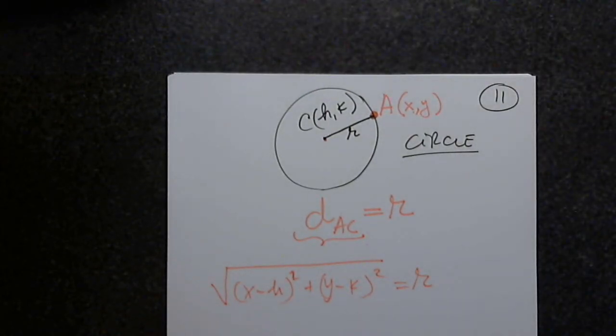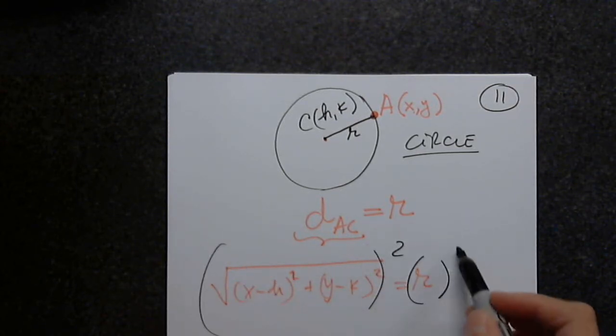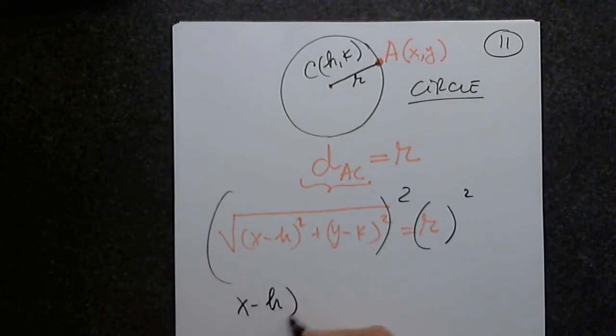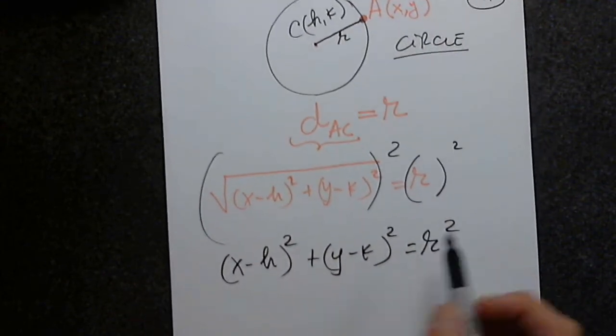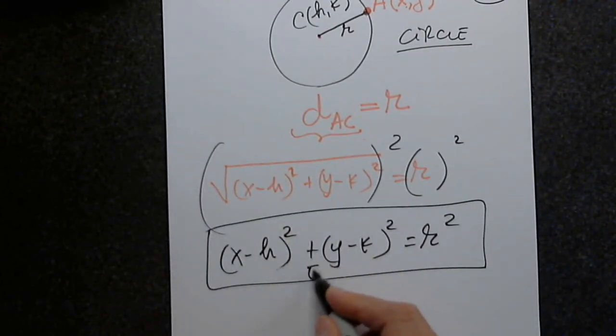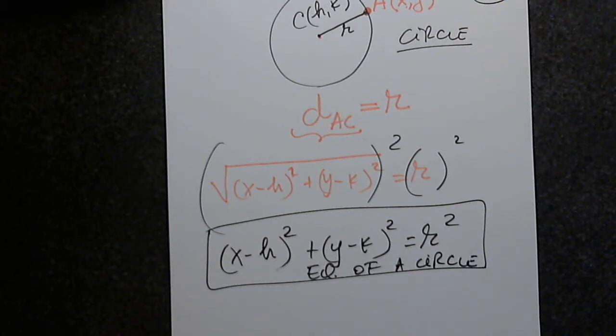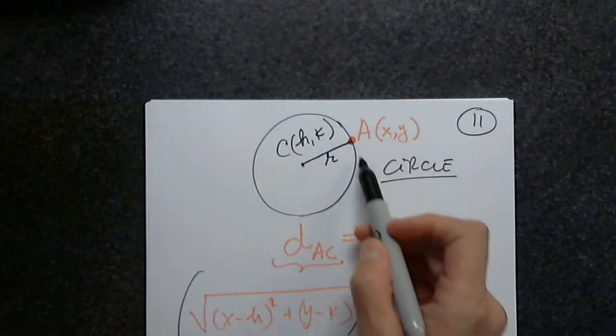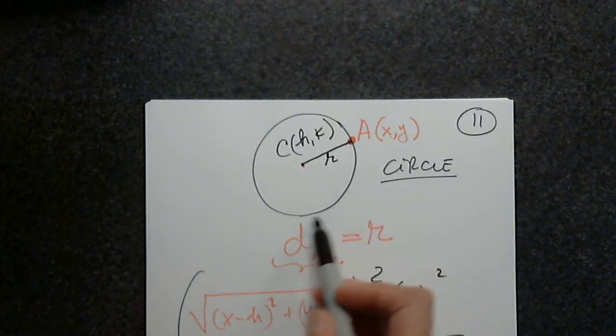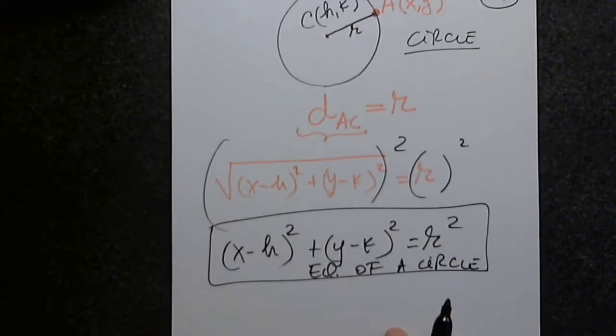This is it, but we normally like to remove the square root. So we will just square both sides and get (x minus h) squared plus (y minus k) squared equals r squared. This is the equation of a circle. Is the circle a function? Of course not. By the vertical line test, it cannot be. It's two functions. It's one from above with positive and one from below with negative. So it's not a function.